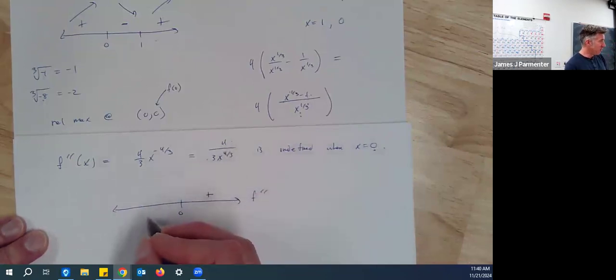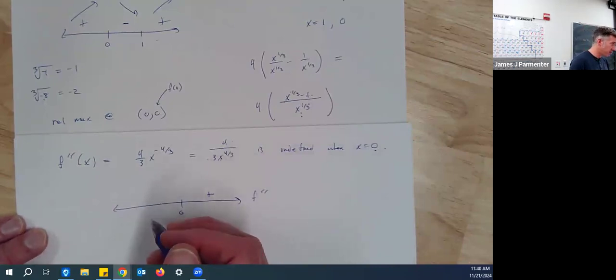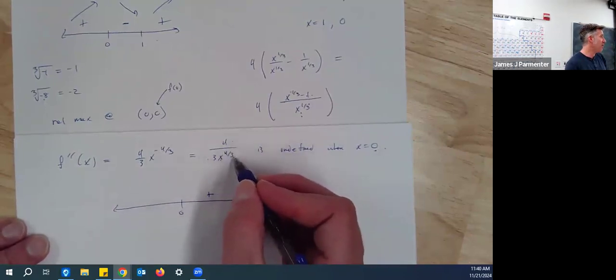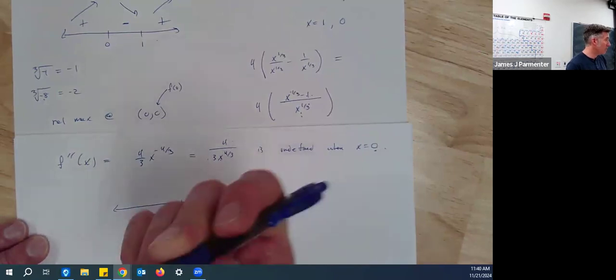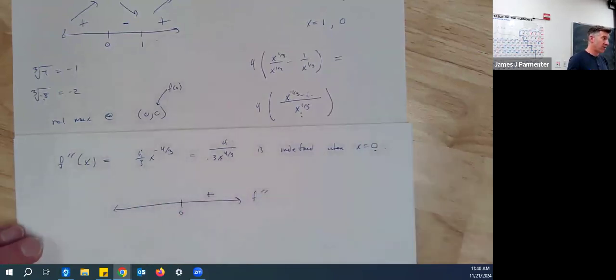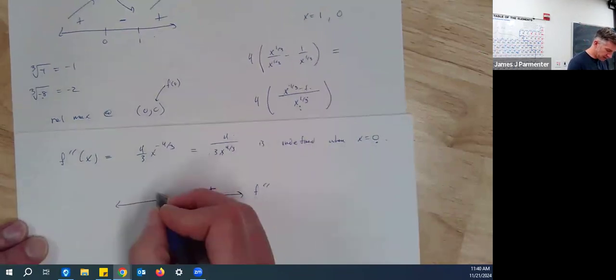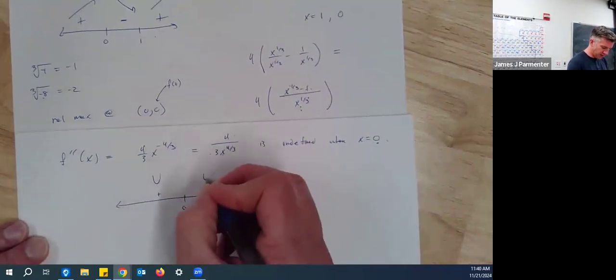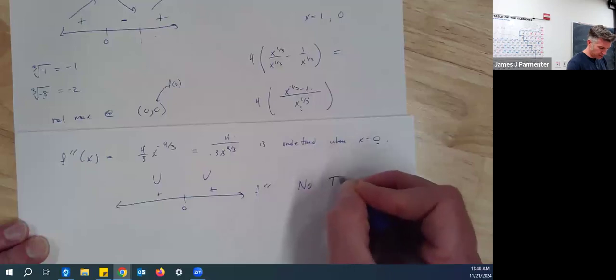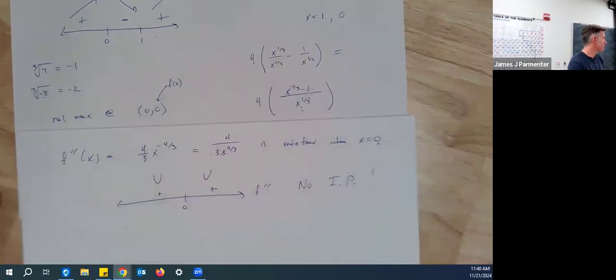Let's check something like -1. You have to be extra careful here. -1 to the 4/3 power is going to be +1. Taking the cube root, which is -1, but the -1 to the 4th is +1. So it's also positive over here, which means we're concave up. We have no inflection point, because the concavity doesn't change.